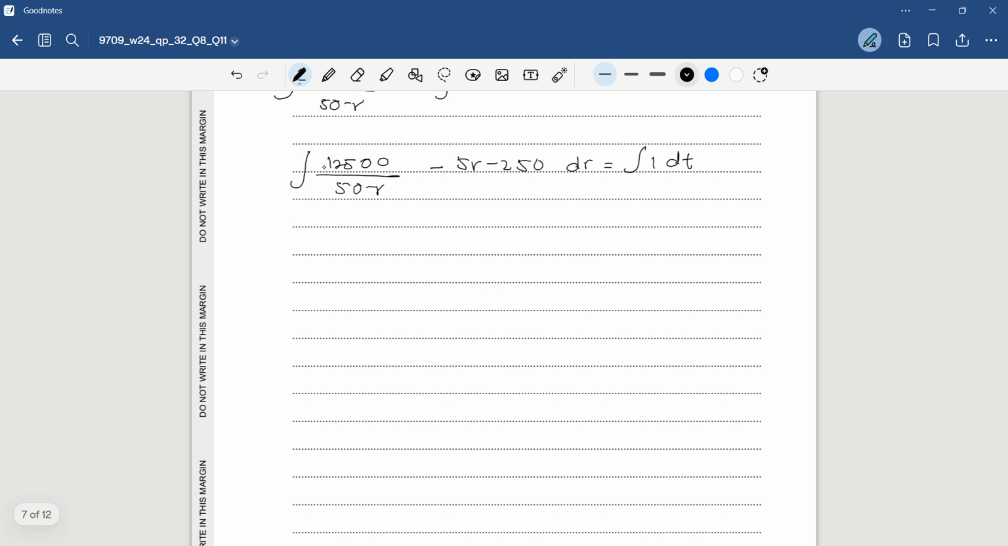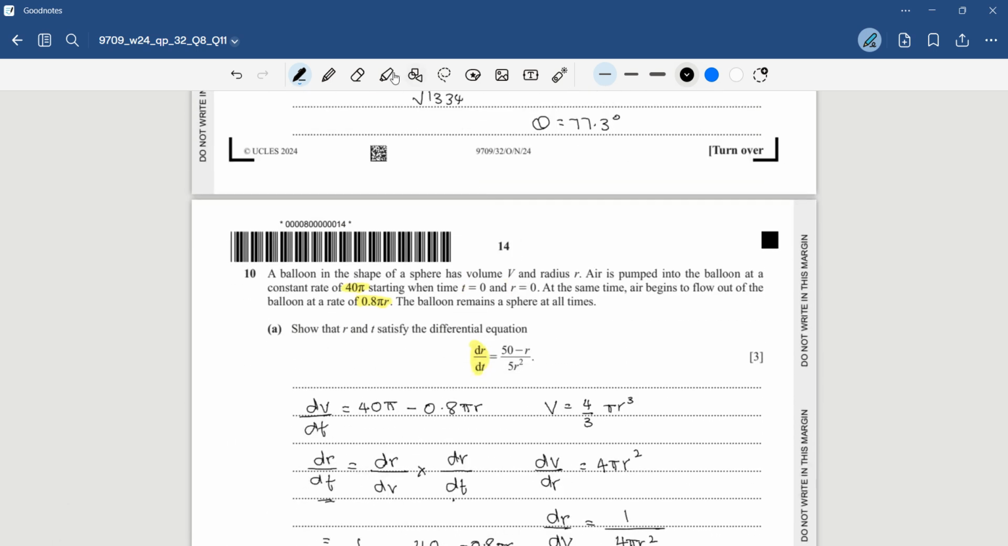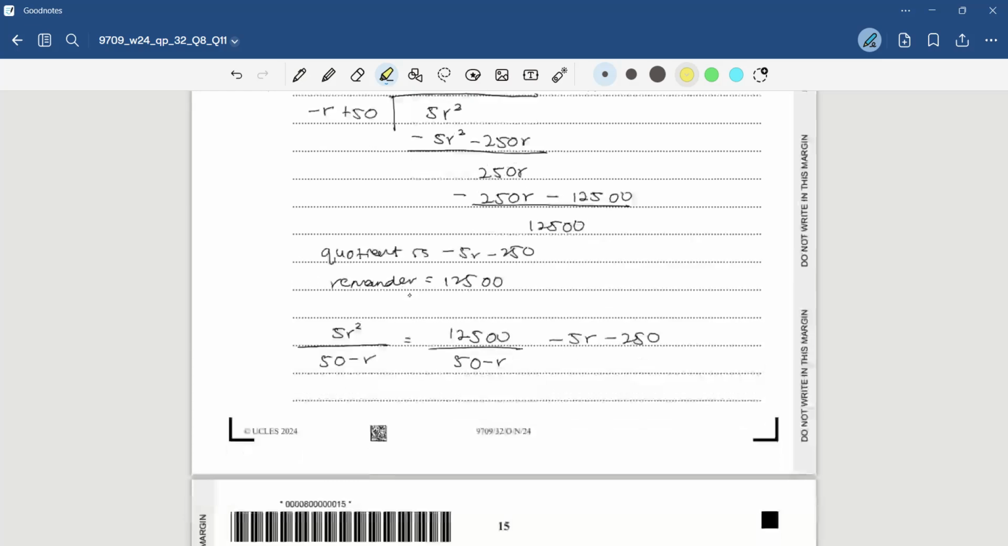So integrating 50 minus r will give negative ln, so negative 12500 ln(50 minus r) minus 5r squared. If I integrate 5r, you will get 5r squared over 2, minus, integrating 250, you get 250r, equal to integrating this, you get t plus c. So in the question given just now, very early, they said when t is 0, r is 0. So based on this, we can find c.